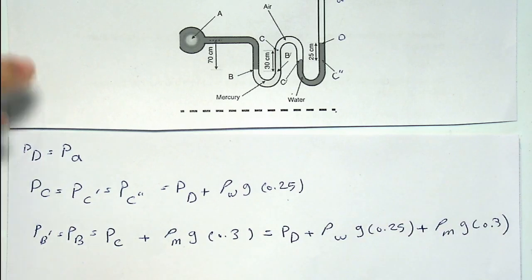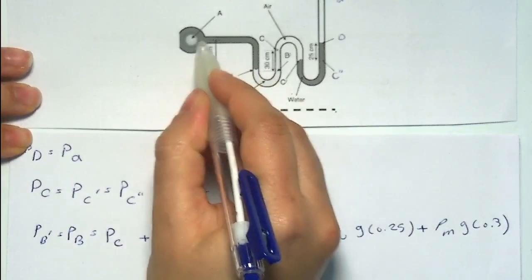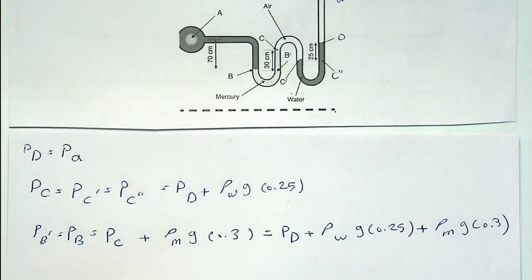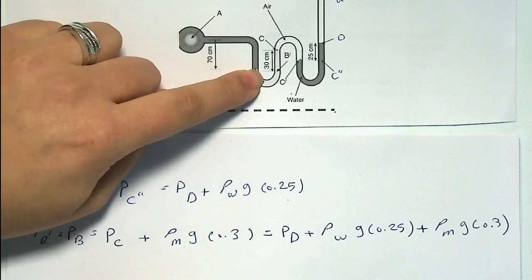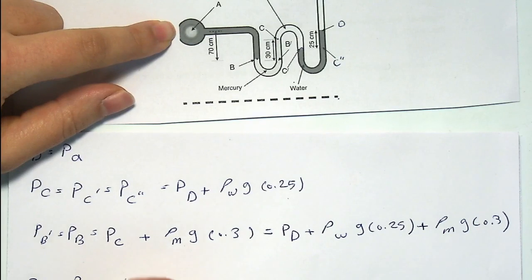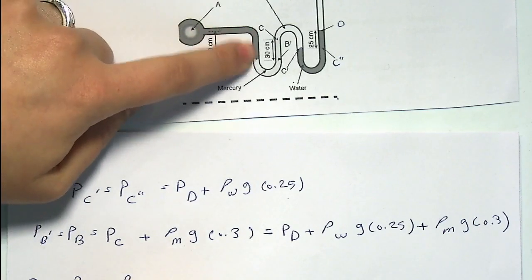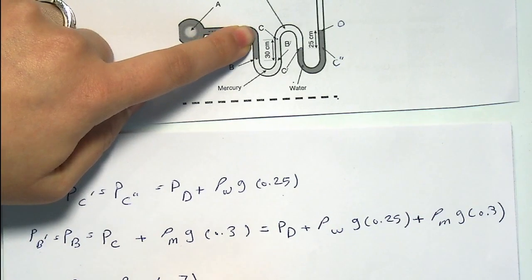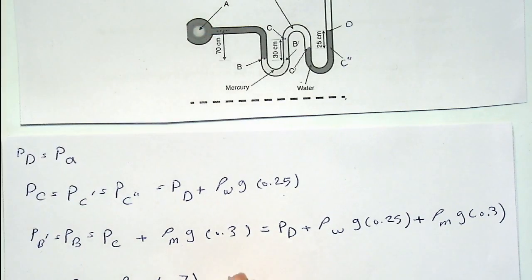Now, using the pressure of point B, I can easily calculate the pressure at A. But the important thing here is that the pressure at B is bigger than the pressure at A. So PB is equal to PA plus the density of the water here. Using this, I can calculate PA, which is equal to PB minus rho g 0.7.